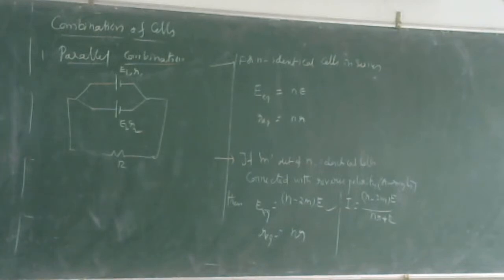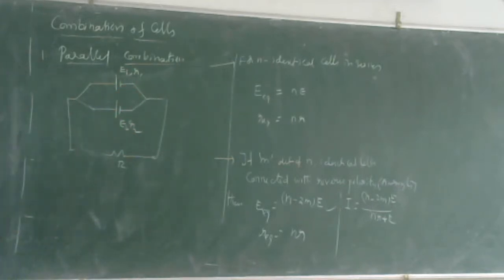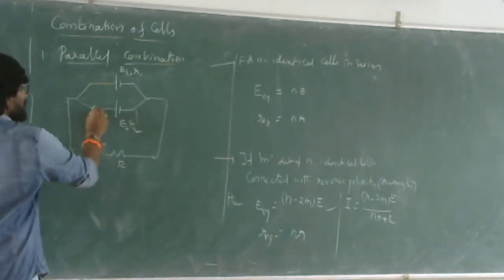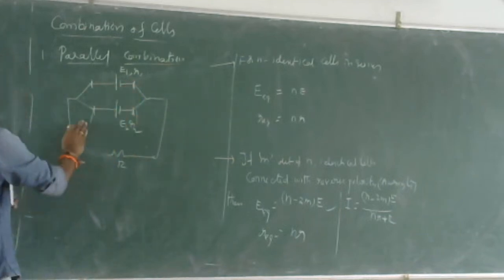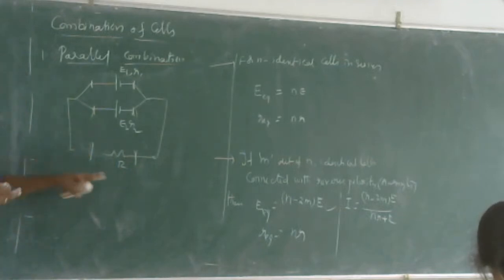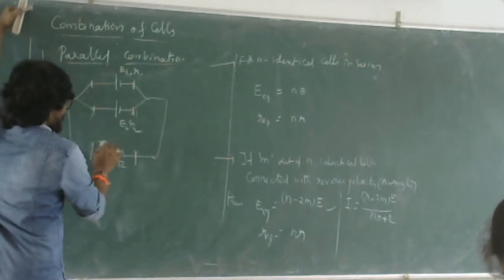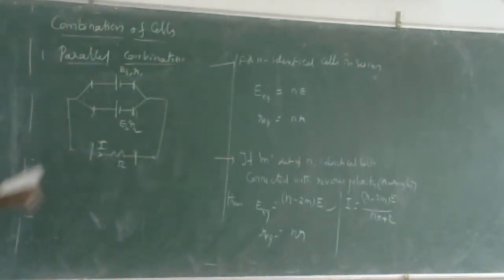Then what should be the equivalent EMF, and hence what should be the equivalent internal resistance? So when two cells are connected in parallel, the potential drop across them will be the same. That means the terminal potential difference across this will be the same as the potential difference across the other. If the current I is passing here, the potential difference across this will be V is equal to IR. Got it? So that will be the same as this.